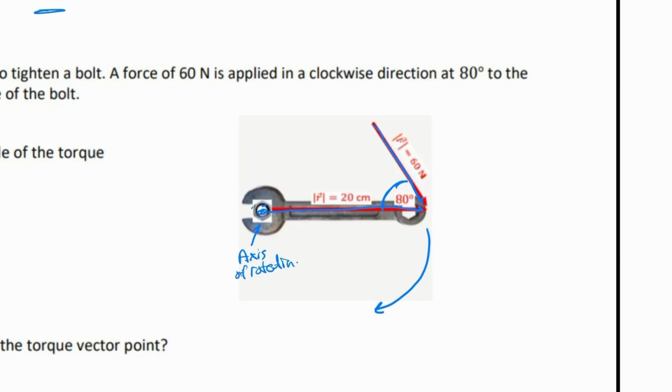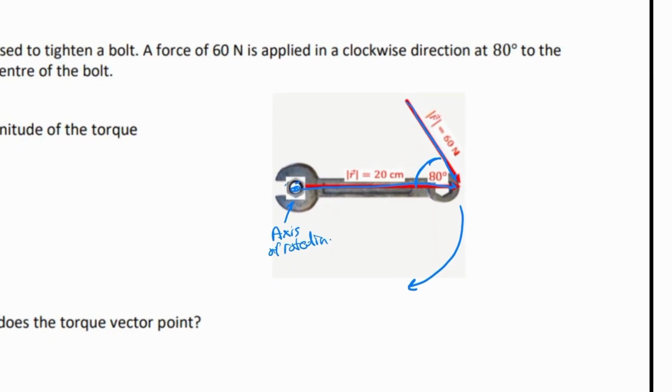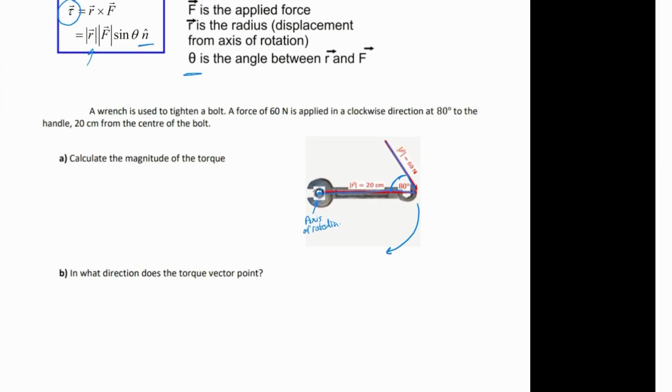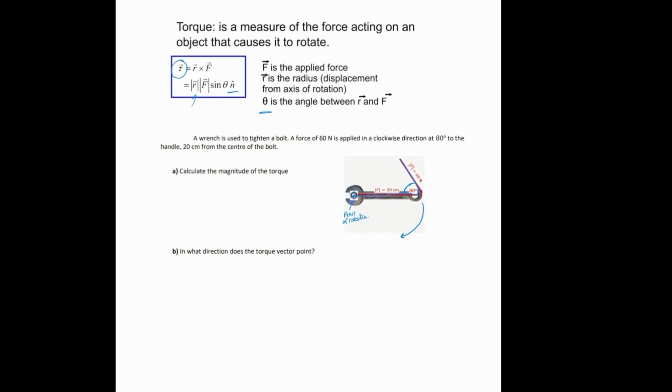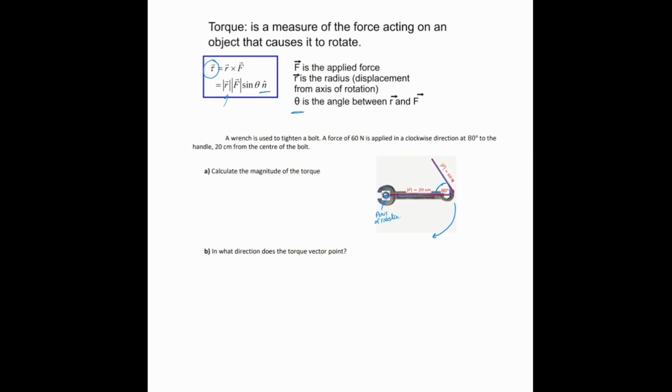So we have everything we need to be able to calculate the magnitude of the torque. Remember, magnitude is only the scalar amount. So we're going to start by just calculating the magnitude of this torque. We know that the magnitude of the torque is equal to the radius of the arm times the force that's being applied times sine of the angle between the forces.